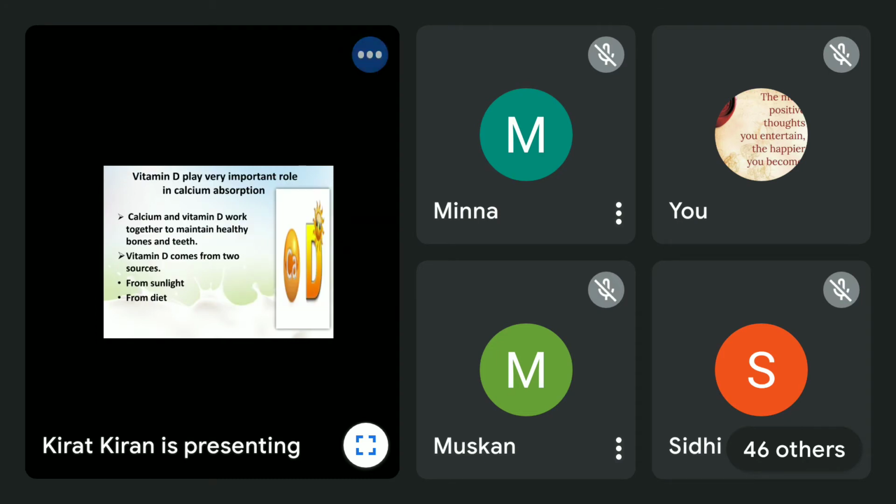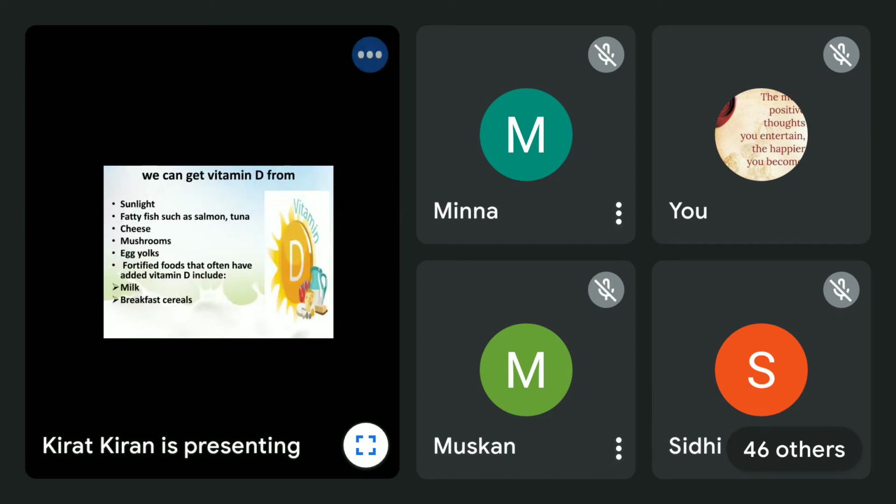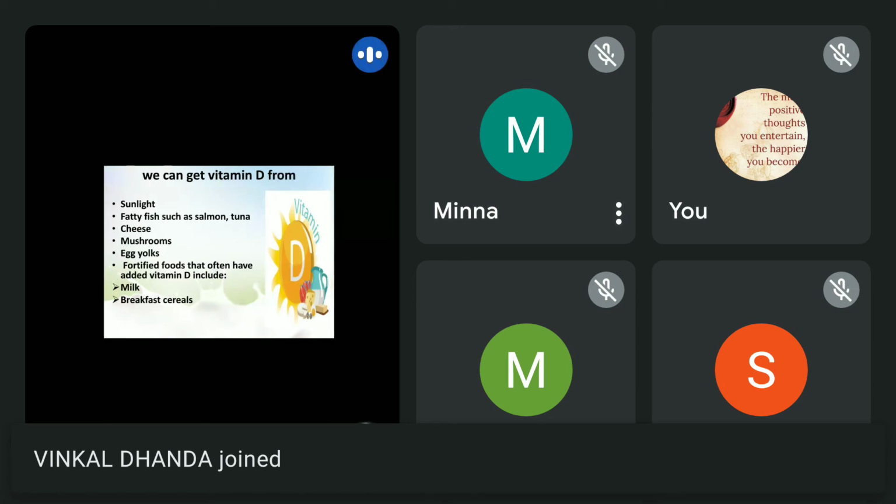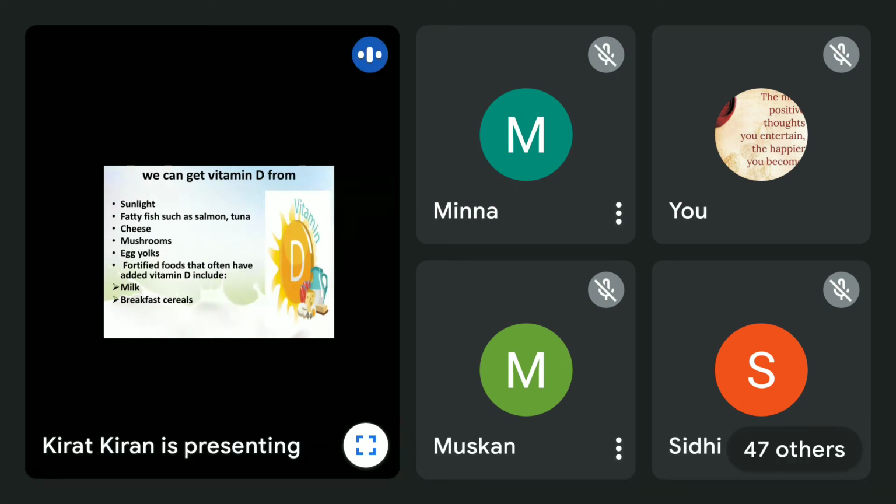Vitamin D plays a very important role in calcium absorption. Calcium and vitamin D work together to maintain healthy bones and teeth. Vitamin D comes from two sources: from sunlight and from diet. We can get vitamin D from sunlight, fatty fish such as salmon, tuna, cheese, mushroom, egg yolk, and fortified foods that often have added vitamin D, including milk and breakfast cereals. My friend Himangi Sharma is going to discuss vitamin D in detail.